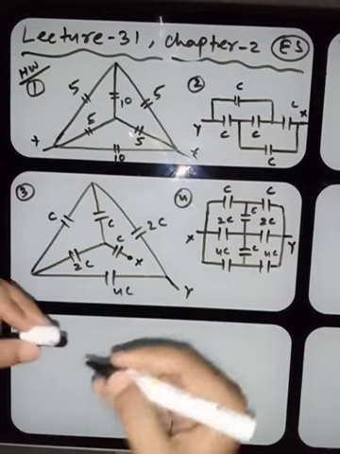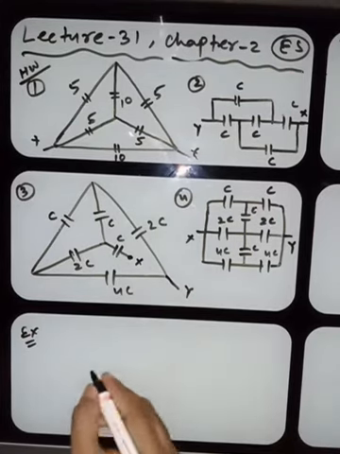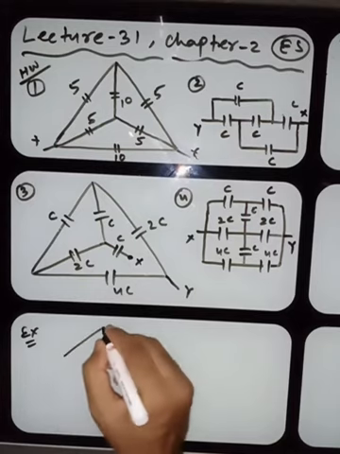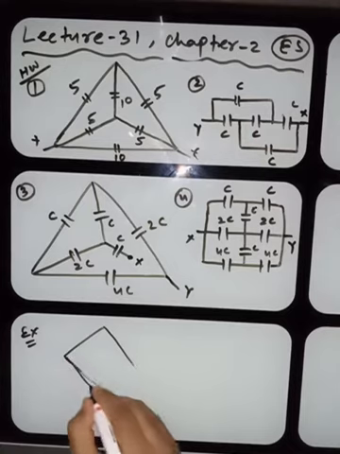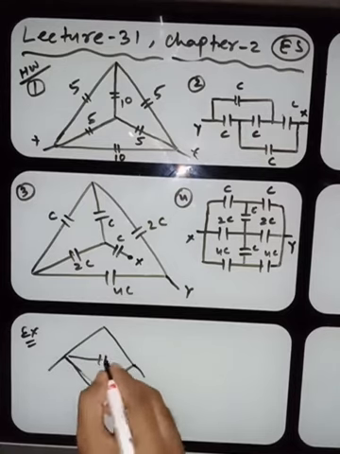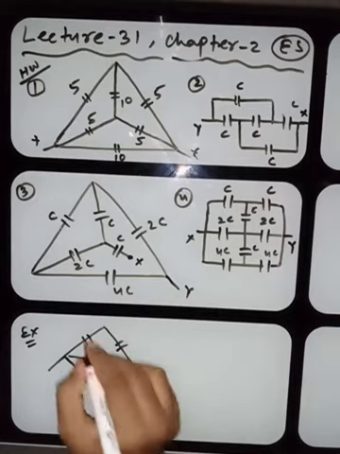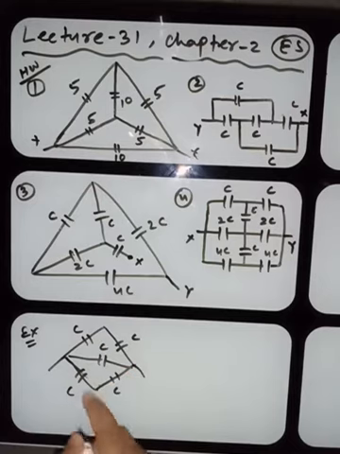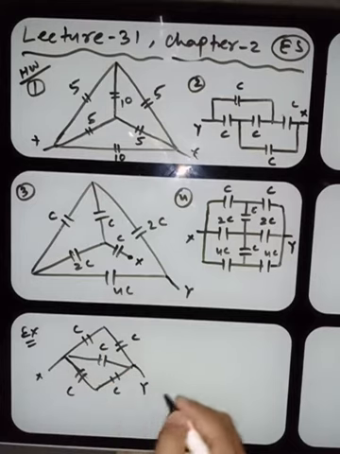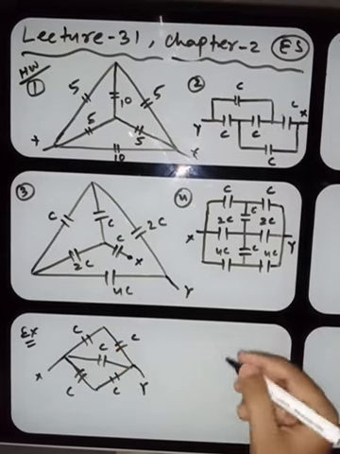Now, my dear students, another example I'm discussing here. Suppose this is the circuit, whether this one is balanced or unbalanced. Try to tell me the answer. C, C, C, C and C. Whether this one is balanced or unbalanced, and what will be the answer? Okay, pause the video and try to solve. Now, look at here for the answer.